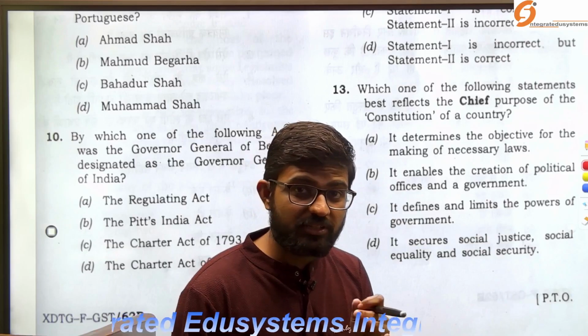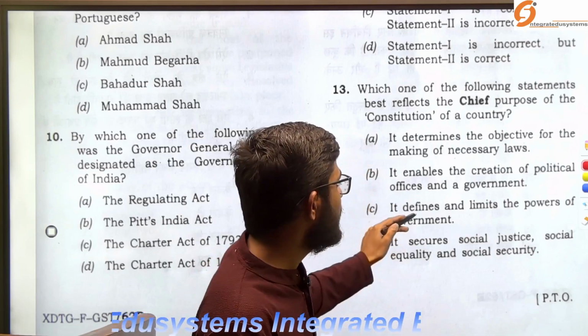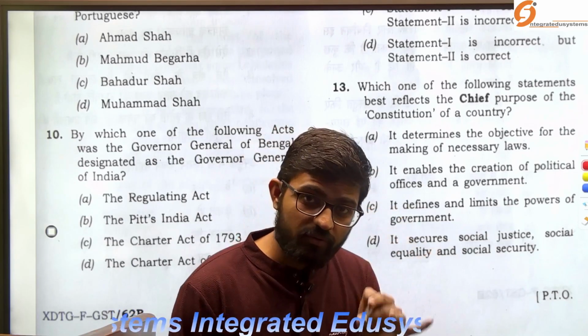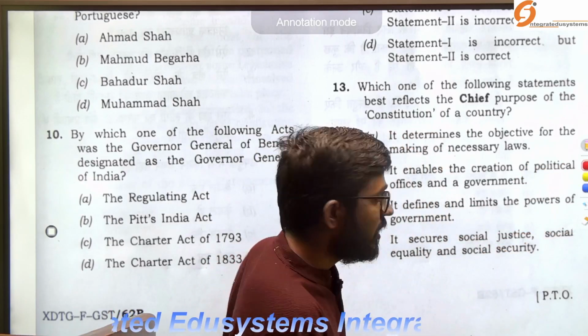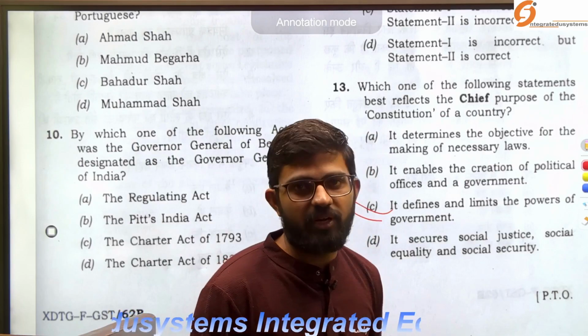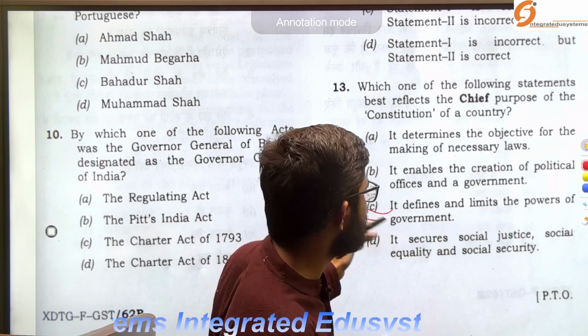So when we say the chief purpose, it defines the power of the government. At the same time, it also limits the power of the government. So the answer is only and only C.